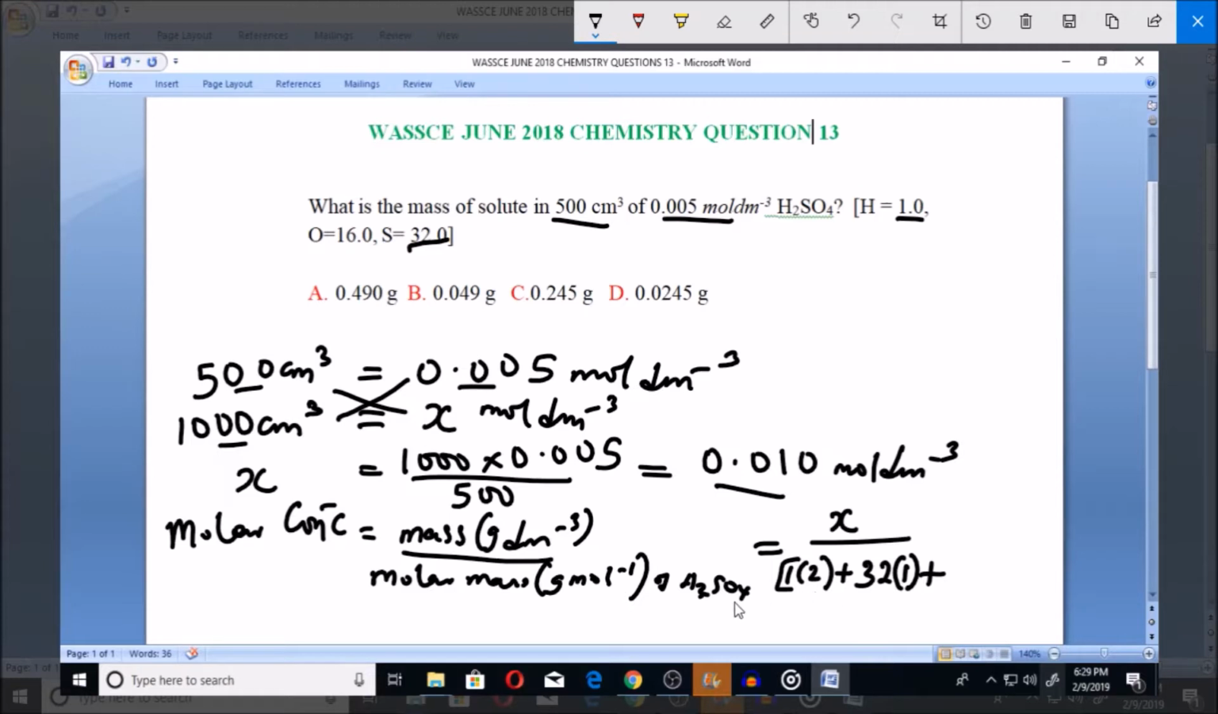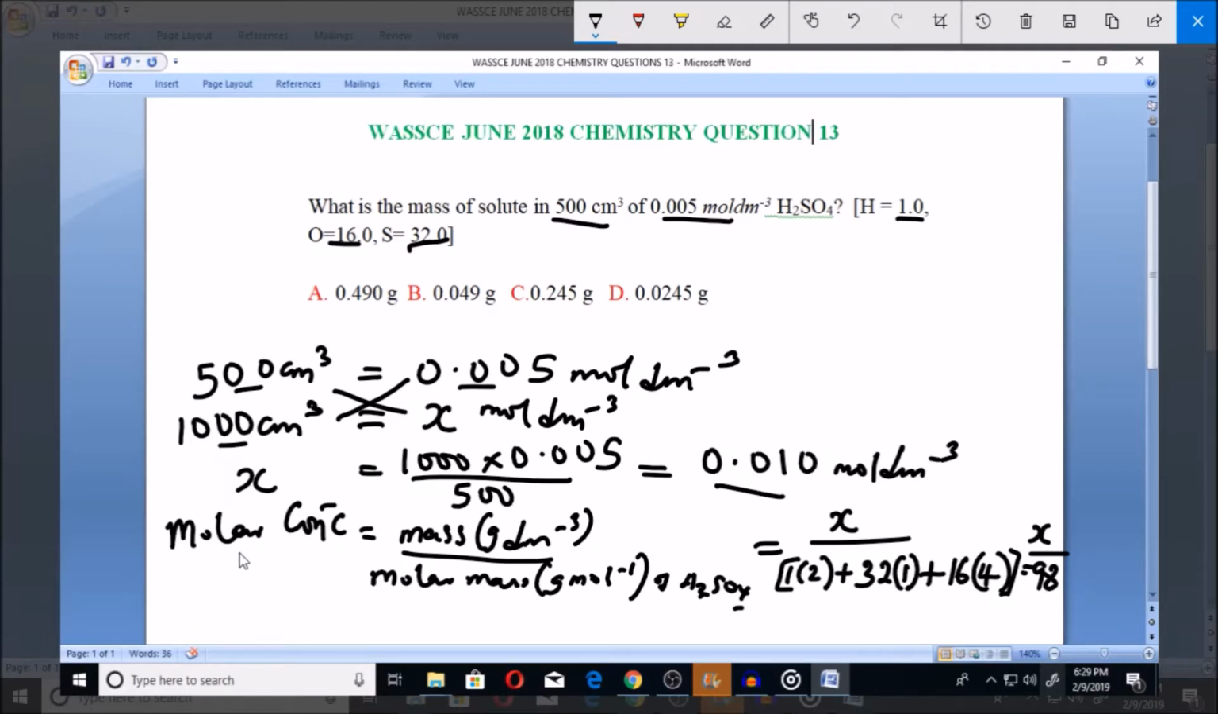Then let's look at the oxygen in the H2SO4. From here we can see that O is equal to 16. So we now have 16 in bracket, times how many O? 4. You can see it here. So we write 4 here. So this will give us 1 times 2 is 2, plus 32 times 1 is 32, then plus 16 times 4, which is 64. So we have 2 plus 32 plus 64, and that will give us 98.